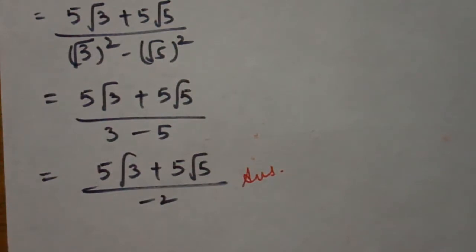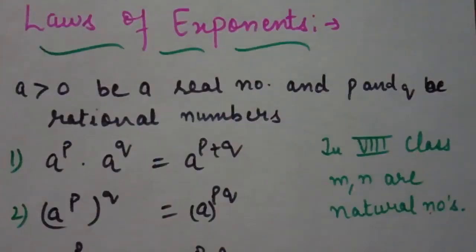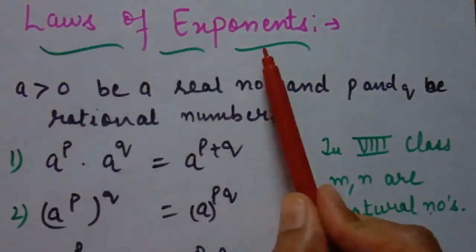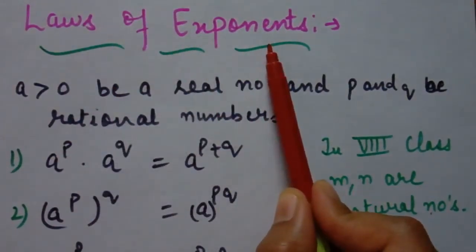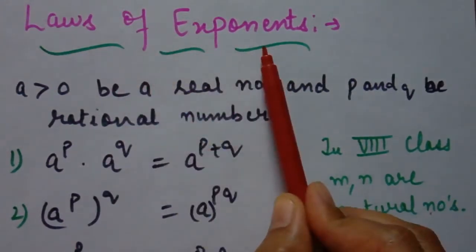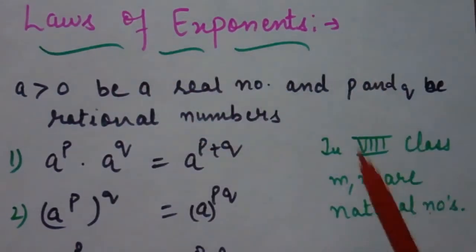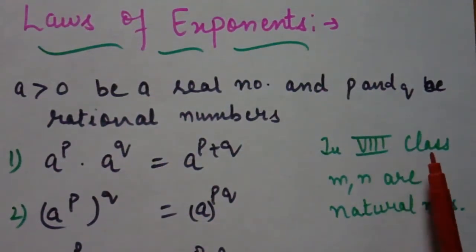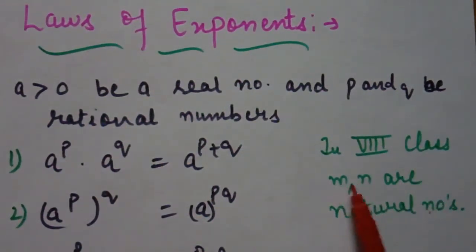What is rationalization? Now our next topic is laws of exponents. In 8th standard you read about laws of exponent. So what is new here? In 8th class when you learned about laws of exponent, then you had m and n as powers of the base.